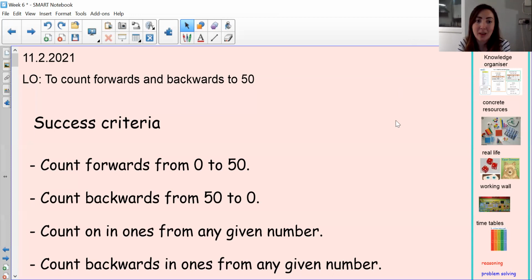Today we're learning to count forwards and backwards to 50 and our success criteria. So firstly, we need to count forwards from 0 to 50, which we have practiced lots already. Then once we're confident with that, we need to practice counting backwards from 50 to 0 and count on in ones from any given number to 50. And then the really tricky part, count backwards in ones from any given number.